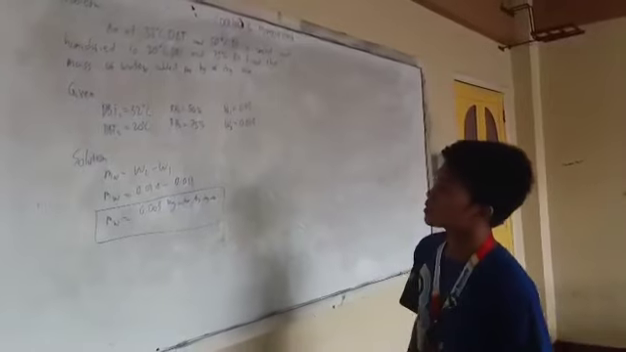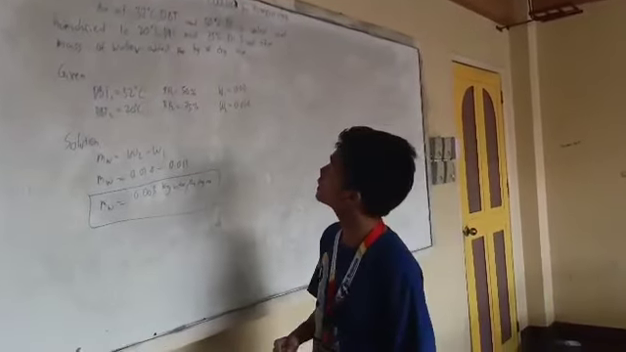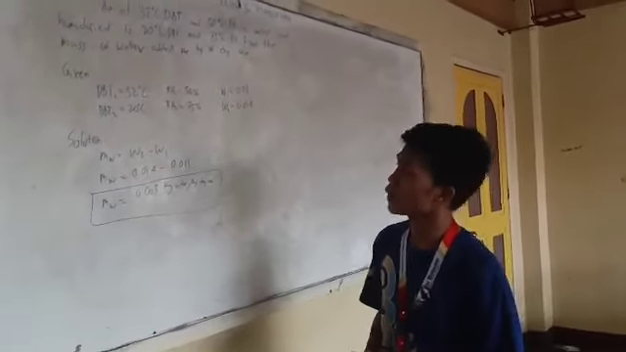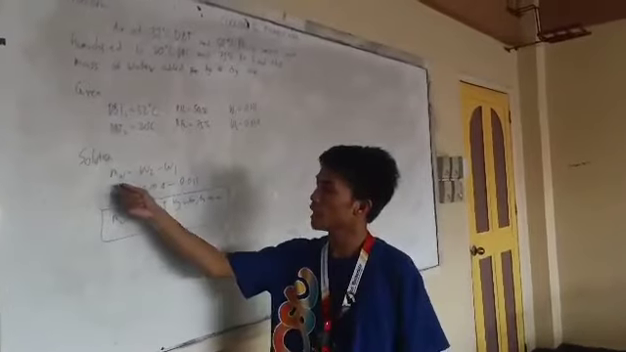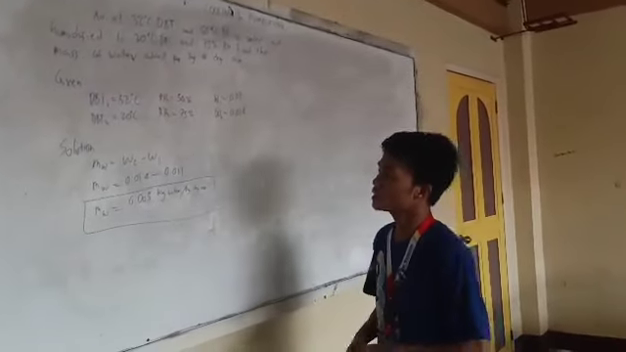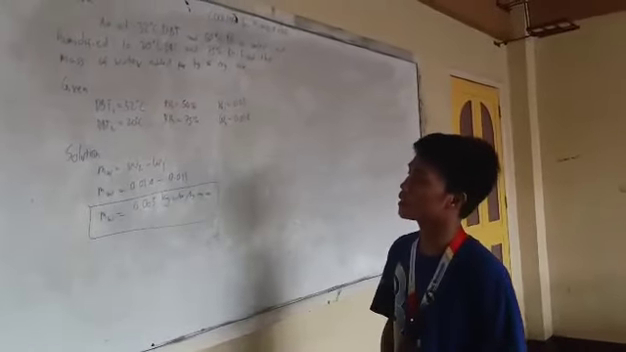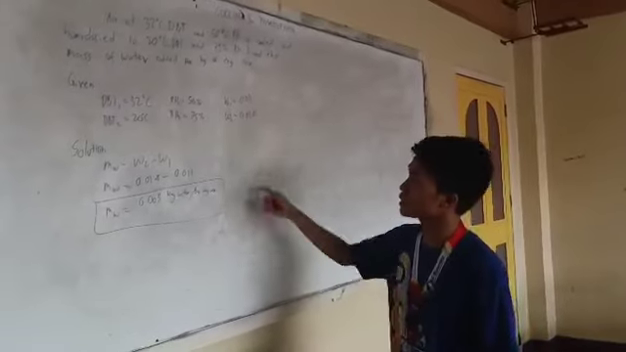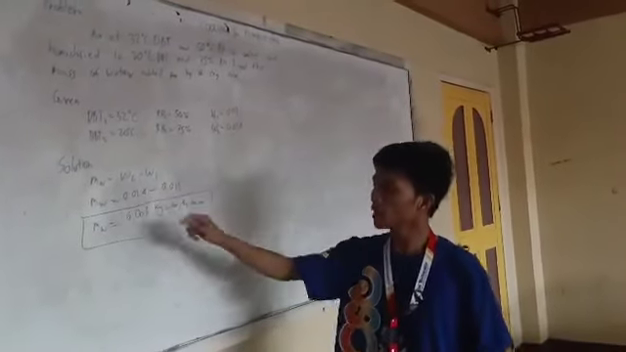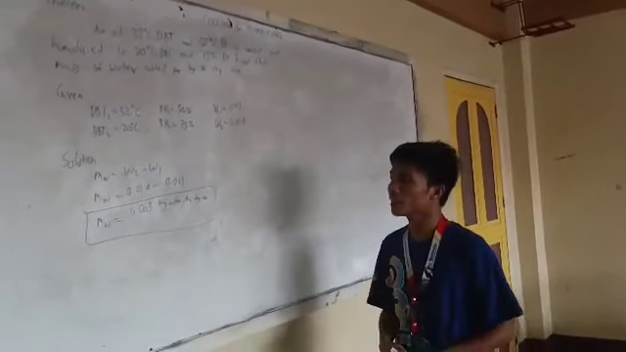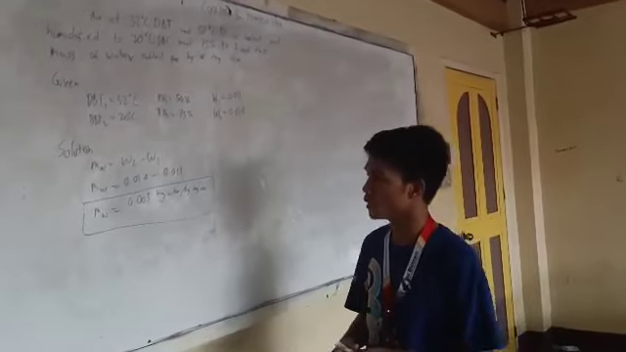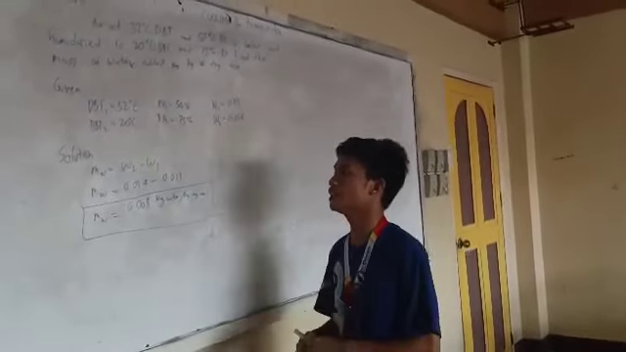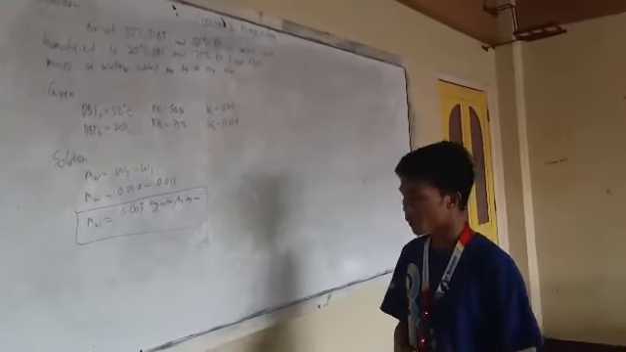So the solution is we will find the mass of water. The formula will be m sub w is equal to w sub 2 minus w sub 1. By substituting 0.014 minus 0.011, we will get 0.073 kilogram water.